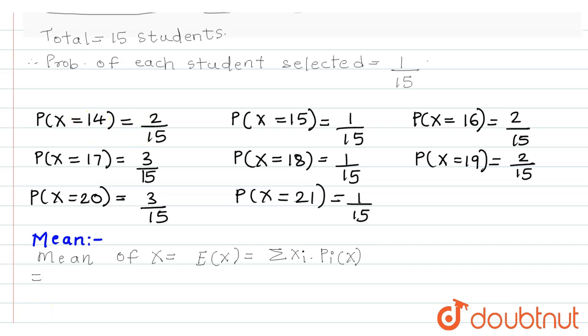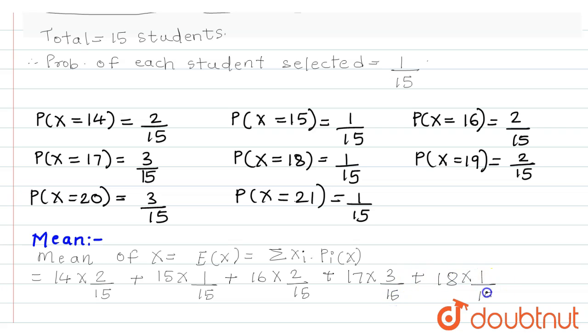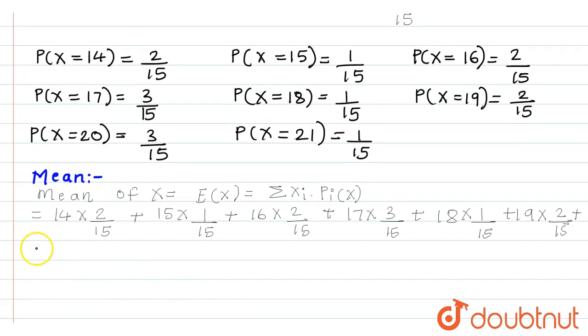That means 14 into 2 by 15, so in the first case 14 is your xi and 2 by 15 is your pi, plus 15 into 1 by 15, plus 16 into 2 by 15, plus 17 into 3 by 15, plus 18 into 1 by 15, plus 19 into 2 by 15, plus 20 into 3 by 15, and at the last it's 21 into 1 by 15.